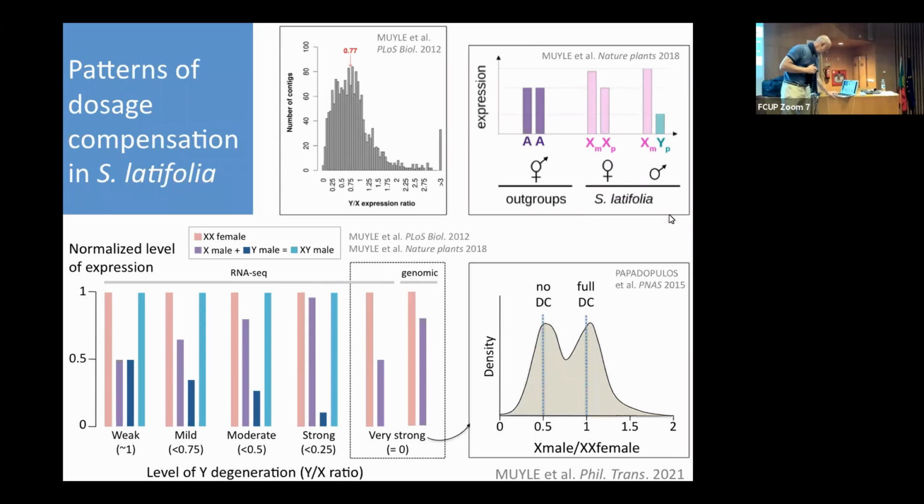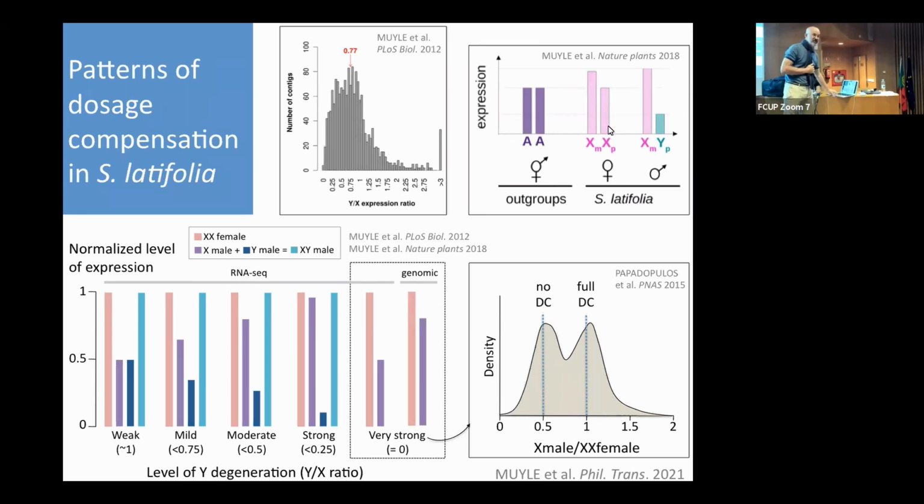And in another study, Aline looked at the expression in an outgroup without sex chromosomes, and she performed an allele-specific expression analysis, and she found that actually, if you compare to the outgroup, the expression of the X in male has increased. Okay, the red bar is larger than the purple bar in the outgroup. So compared to the ancestral expression, it has increased in male.